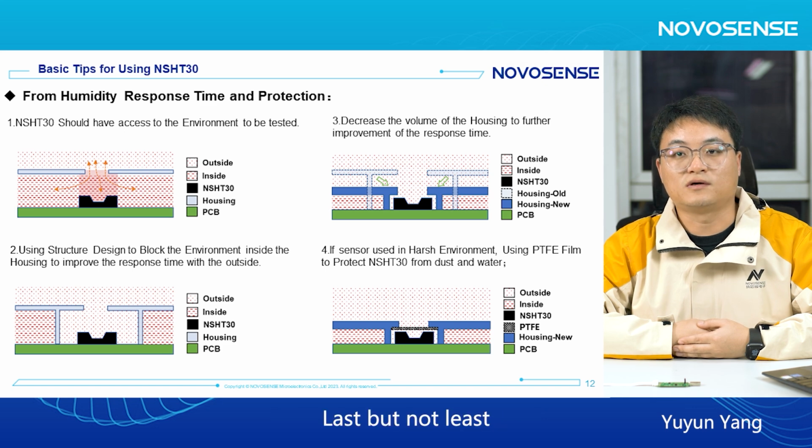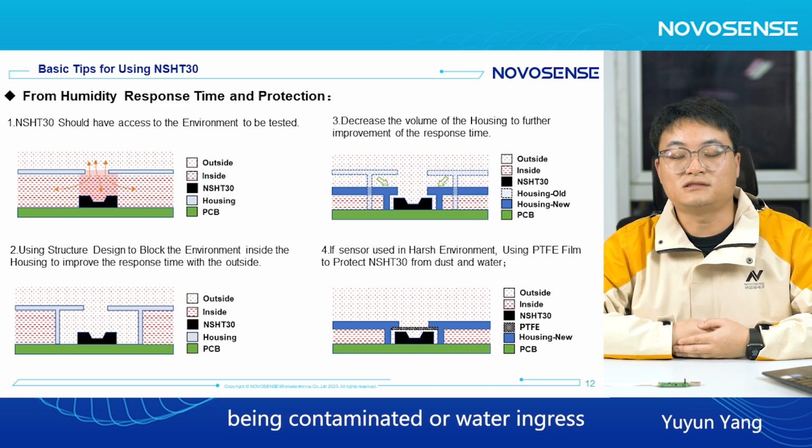Last but not least, if the operating environment is harsh, for example, dust or water splash risks, a waterproof breathable membrane can be added at the opening of the housing to prevent the sensor from being contaminated or water ingress, which otherwise may affect normal use of the sensor.